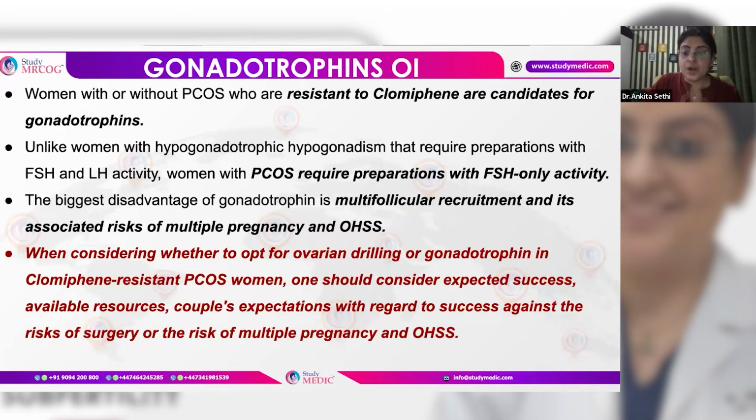And that is the advantage of ovarian drilling, where monofollicular recruitment is there and there is no risk of multiple pregnancy and OHSS. So that is the reason you need to weigh the pros and cons of both treatments. When considering whether to opt for ovarian drilling or gonadotropin in clomiphene-resistant PCOS, one should consider the expected success, available resources, and the couple's expectation with regard to success against the risk of surgery or the risk of multiple pregnancy and OHSS.